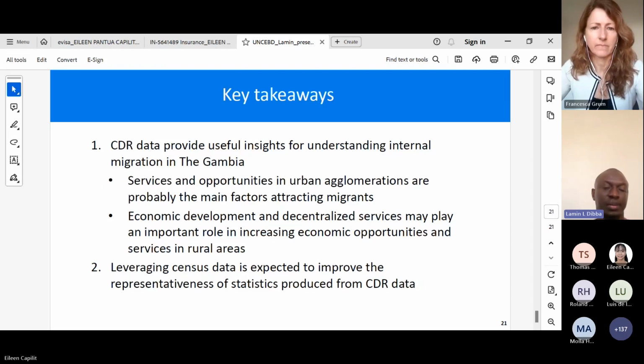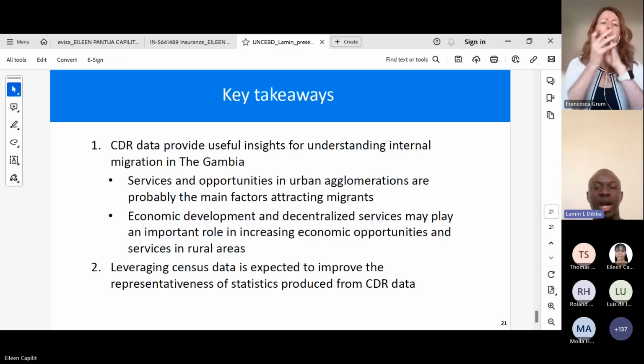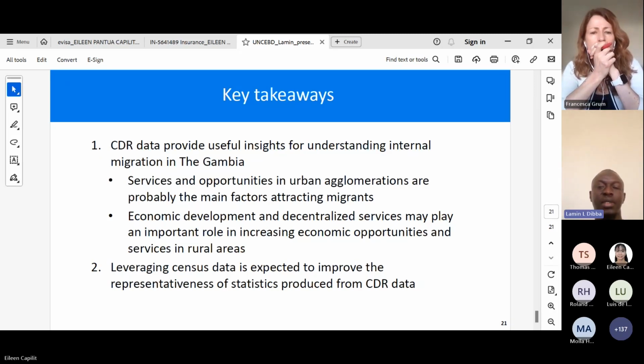Now, what are the key takeaways? CDR data provide useful insights for understanding internal migration. Services and opportunities in urban areas are the main reasons why people move from one area to another. Economic development and decentralized services may play an important role in increasing economic opportunities and services in rural areas. And using census data is expected to improve the representativeness of statistics produced from CDR data.